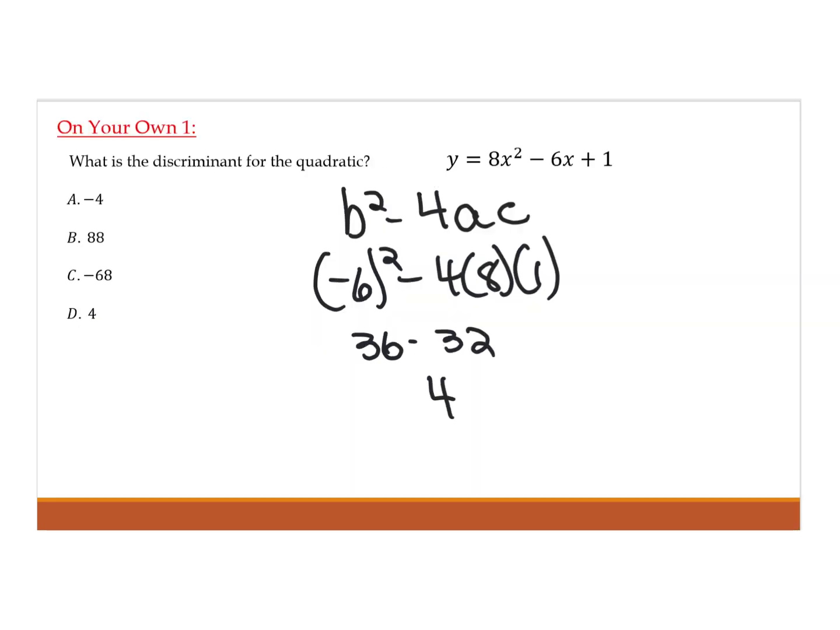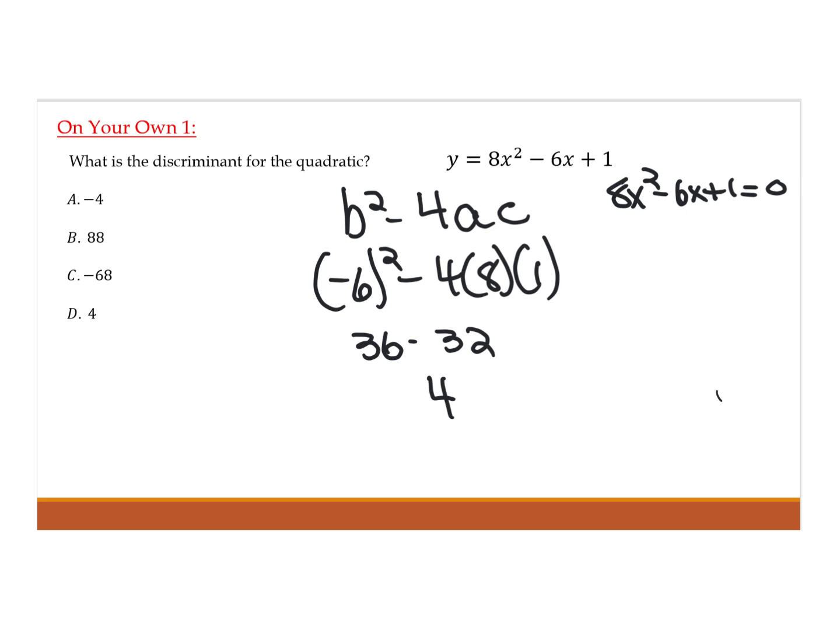All right, on this one, we're finding the discriminant. You're given the equation in the form of y is equal to, and that's perfectly okay. This is the same thing as 8x squared minus 6x plus 1 is equal to 0. You're going to plug into the discriminant.